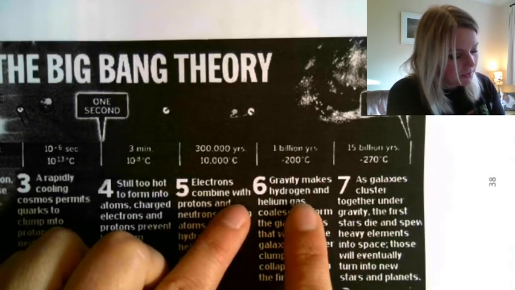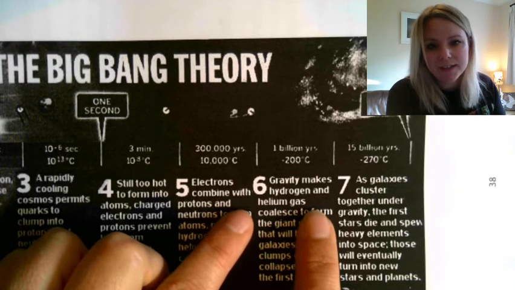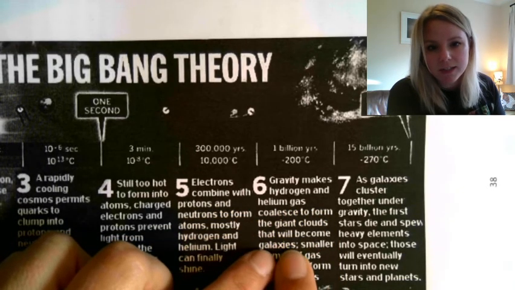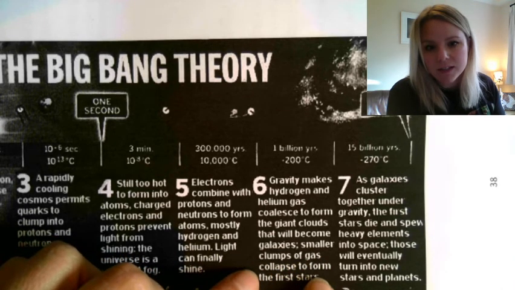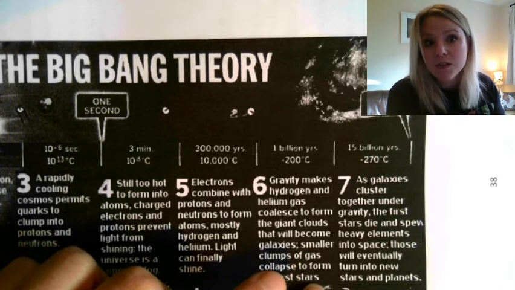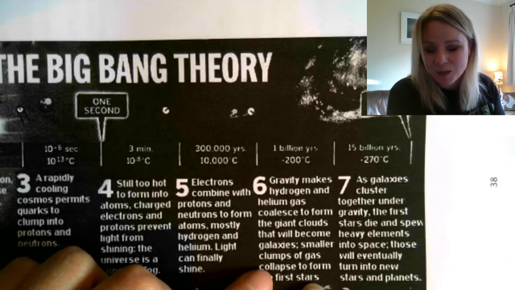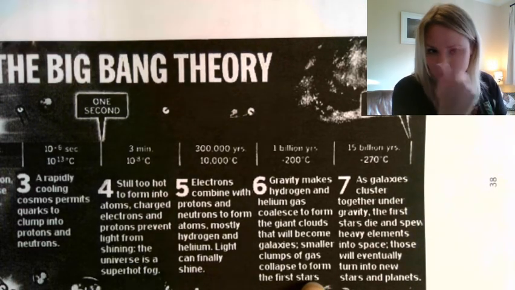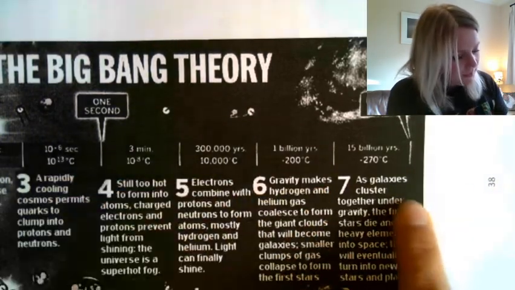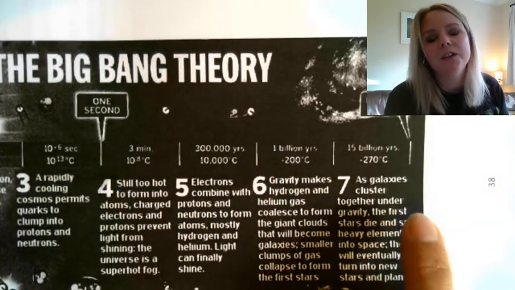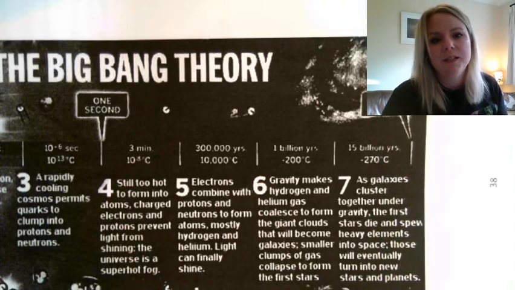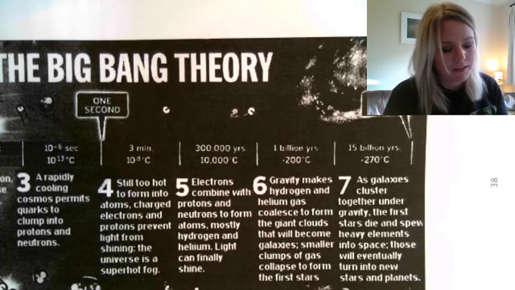Then we're at 1 billion years. Gravity makes hydrogen and helium gas coalesce to form the giant clouds that will become galaxies. Smaller clumps of gas collapse to form the first stars. So this is starting to tie in with the stuff that we were learning about the life cycle of stars. It's all coming together. Then, as galaxies cluster together under gravity, the first stars die and spew heavy elements into space, and those will eventually turn into new stars and planets.